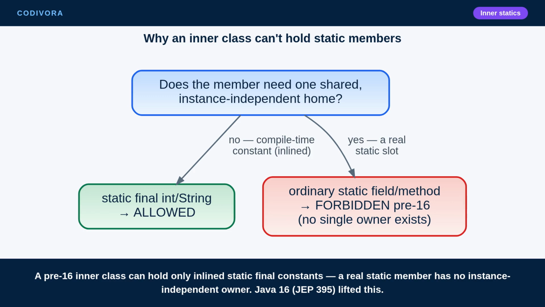Before Java 16, a non-static inner class could not declare static members, with one exception. Why?